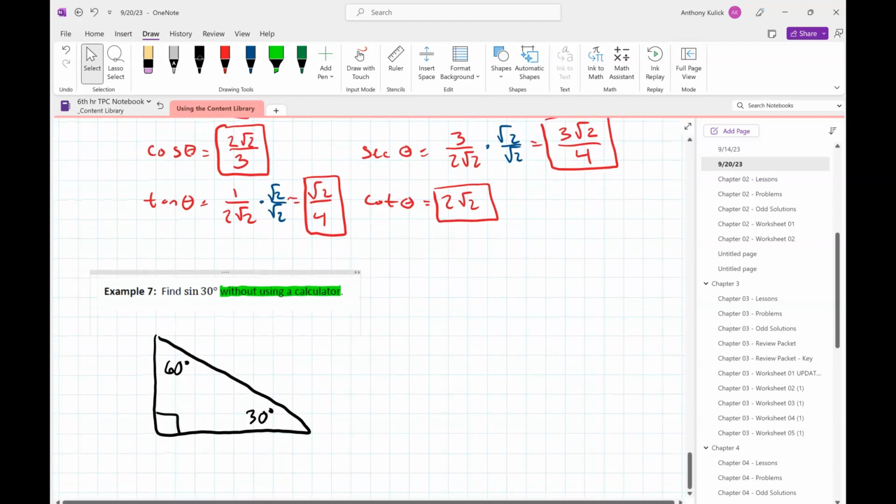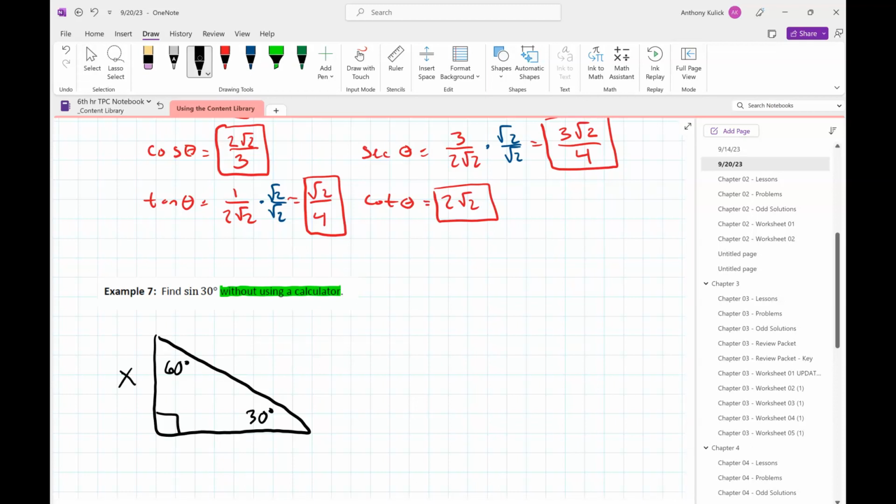Yeah. So the ratios of side lengths in a 30, 60, 90 triangle: the short side is x. The middle side is x root 3. The long side is 2x. So if I take that and I do sine of 30, that is opposite over hypotenuse. The x is reduced down and we're left with just 1/2. Done.